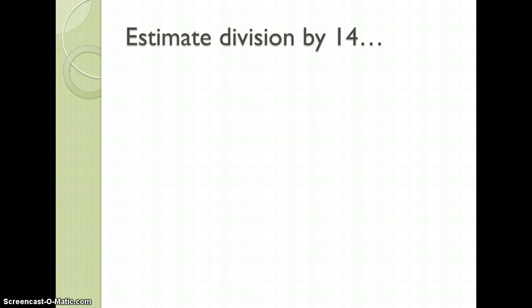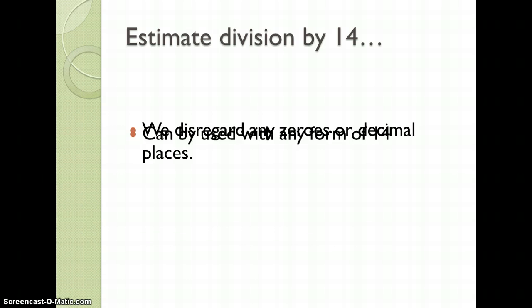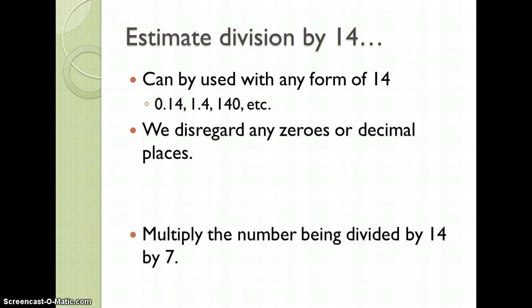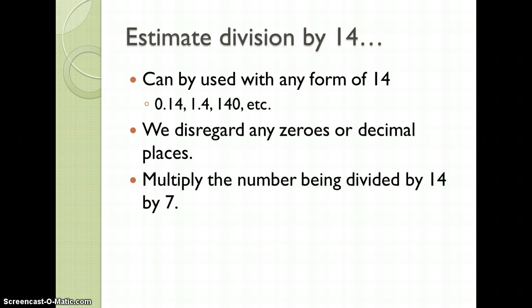Estimate division by 14. This can be used with any form of 14: 0.14, 1.4, and 140, etc. Just like always, we disregard any zeros or decimal places. We're going to multiply the number being divided by 14 by 7, and then apply the test of reasonableness.